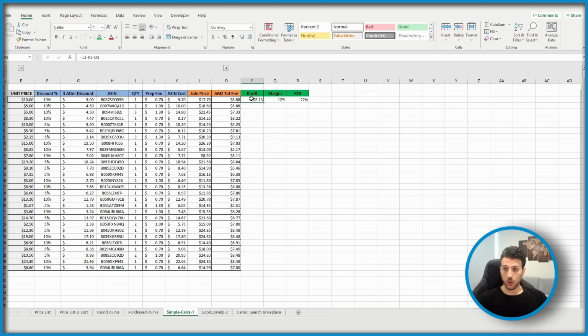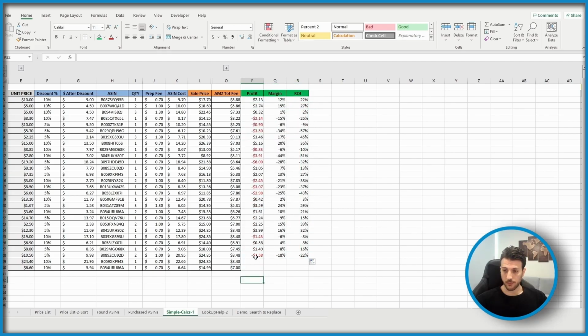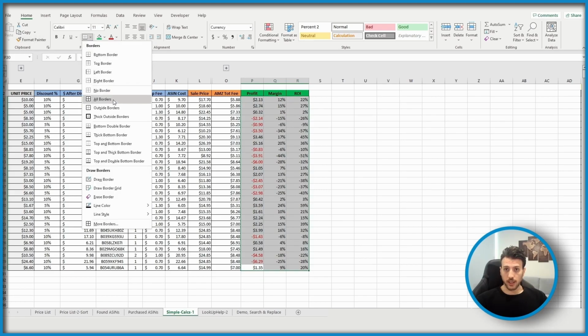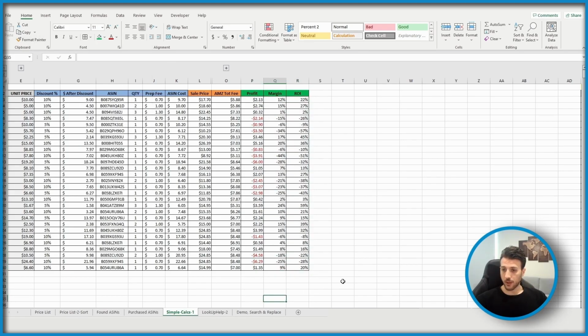Now let's grab this and apply it to all the rows below. Oh, missed one. I missed two actually. All right, there we go. So now we have the profit, the margin, and the ROI for all those items. Just going to put some border lines there so it's nice and neat. Okay, there we go.